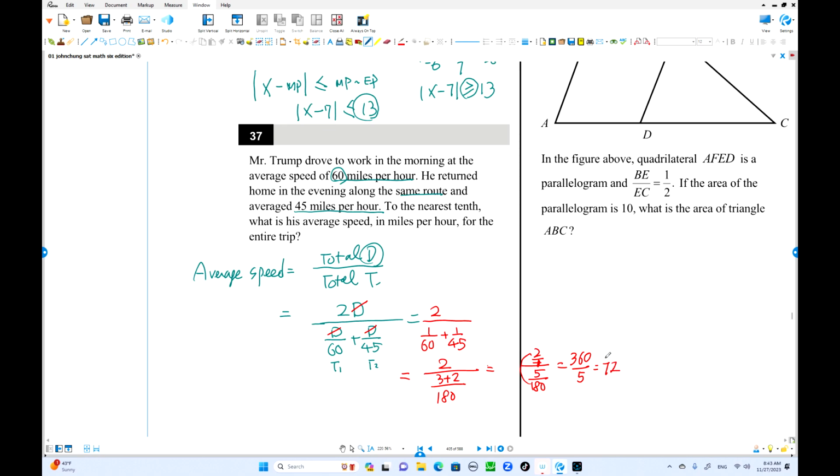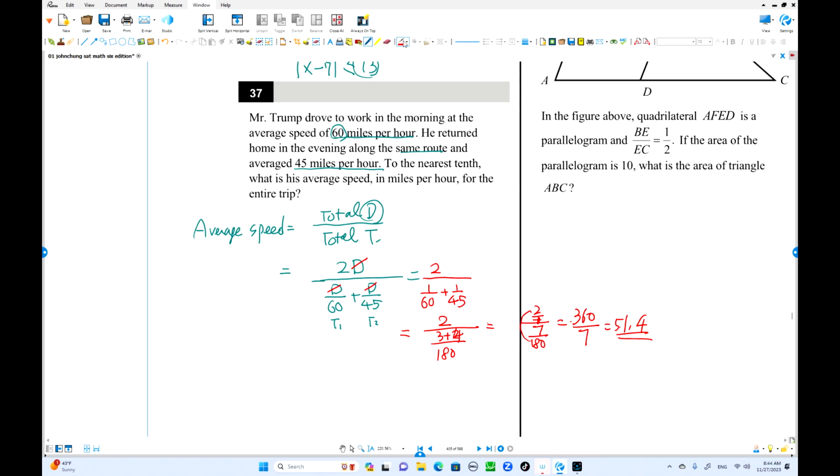Is this correct? Let me see. 360. This is 3, I'm sorry, this is 4, right? So 3 plus 4 is 7 over here. So 360 over 7, okay? So how much is this one? I'm going to use a calculator. To the nearest tenth it is 51.4, okay? That's the average speed.